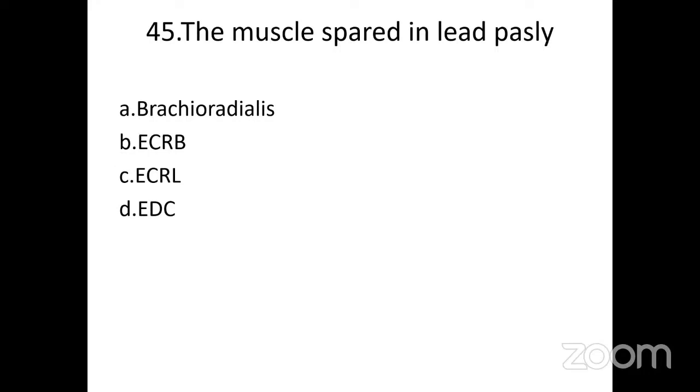And lead causes radial nerve injury, wrist drop. But specifically, one thing to remember is it typically spares the brachioradialis. So the muscle spared in lead palsy is brachioradialis. So the most common cause is now Chinese toys. They are flooding the market, and that will expose the child to lead.